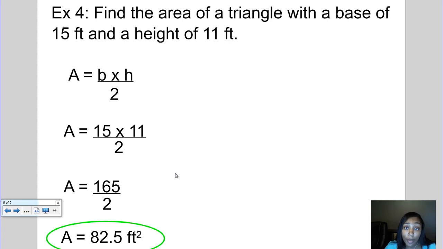So just keep in mind, to find the area of a triangle, you need to first locate the base and the height, and to do that, you've got to look for the little right angle square. And once you locate the base and the height, you want to use the formula area equals base times height divided by 2.